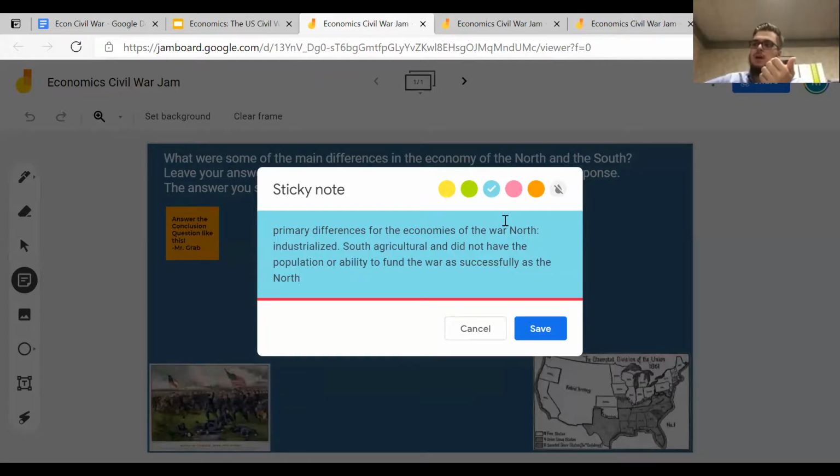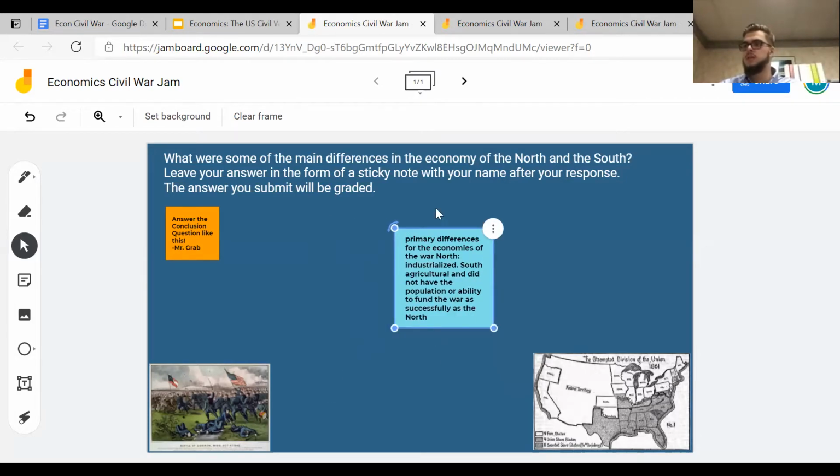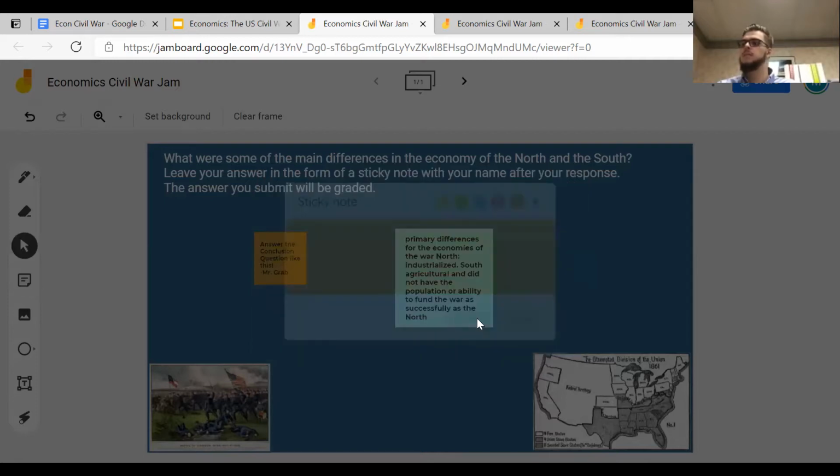They had a better way to raise revenue through taxes. They also had a better train system, like they had more trains. The South was agricultural and did not have the population or the ability to fund the war as successfully as the North. Okay, so let me save that. And then if students even needed to, we can also add in other, like two sticky notes per answer. And then they would sign off their name like I did on this slide here. They sign off their name, that way I can grade them, okay?